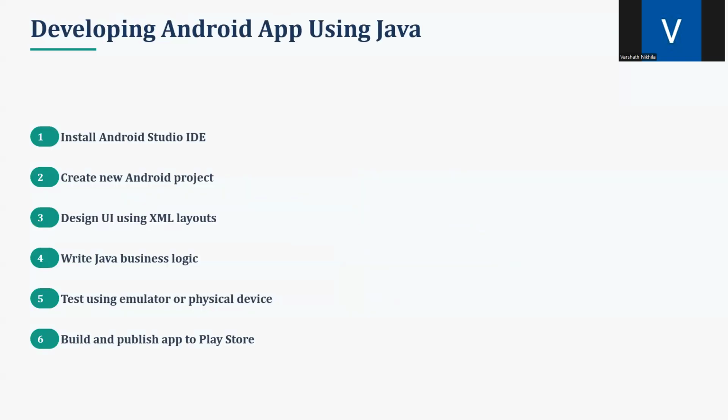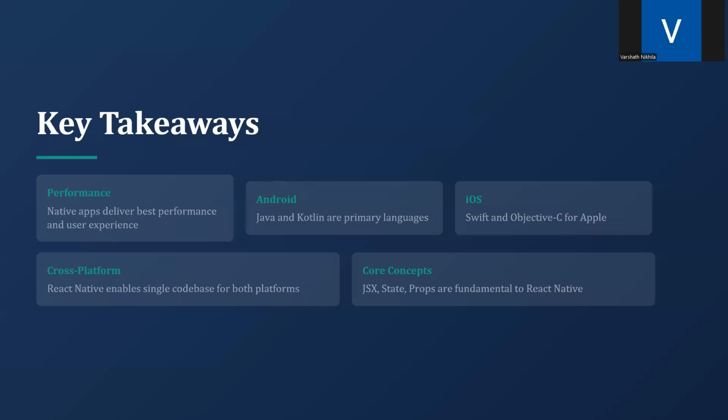Developing an Android app using Java. First, we have to install the Android Studio IDE, create a new Android project, design the UI using XML layouts, and write Java business logic. Then test using an emulator or physical devices. Then build and publish the app to the Play Store.